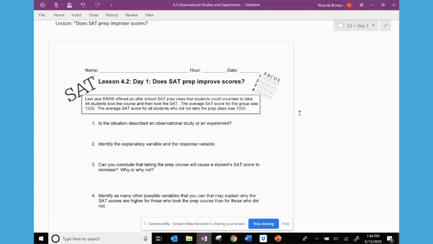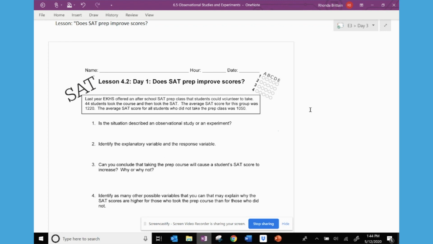If we look at the stem, it says last year EKHS offered an after-school SAT prep class that students could volunteer to take. 44 students took the course and then took the SAT. The average SAT score for this group was 1,220. The average SAT score for all students who did not take the prep class was 1,050.